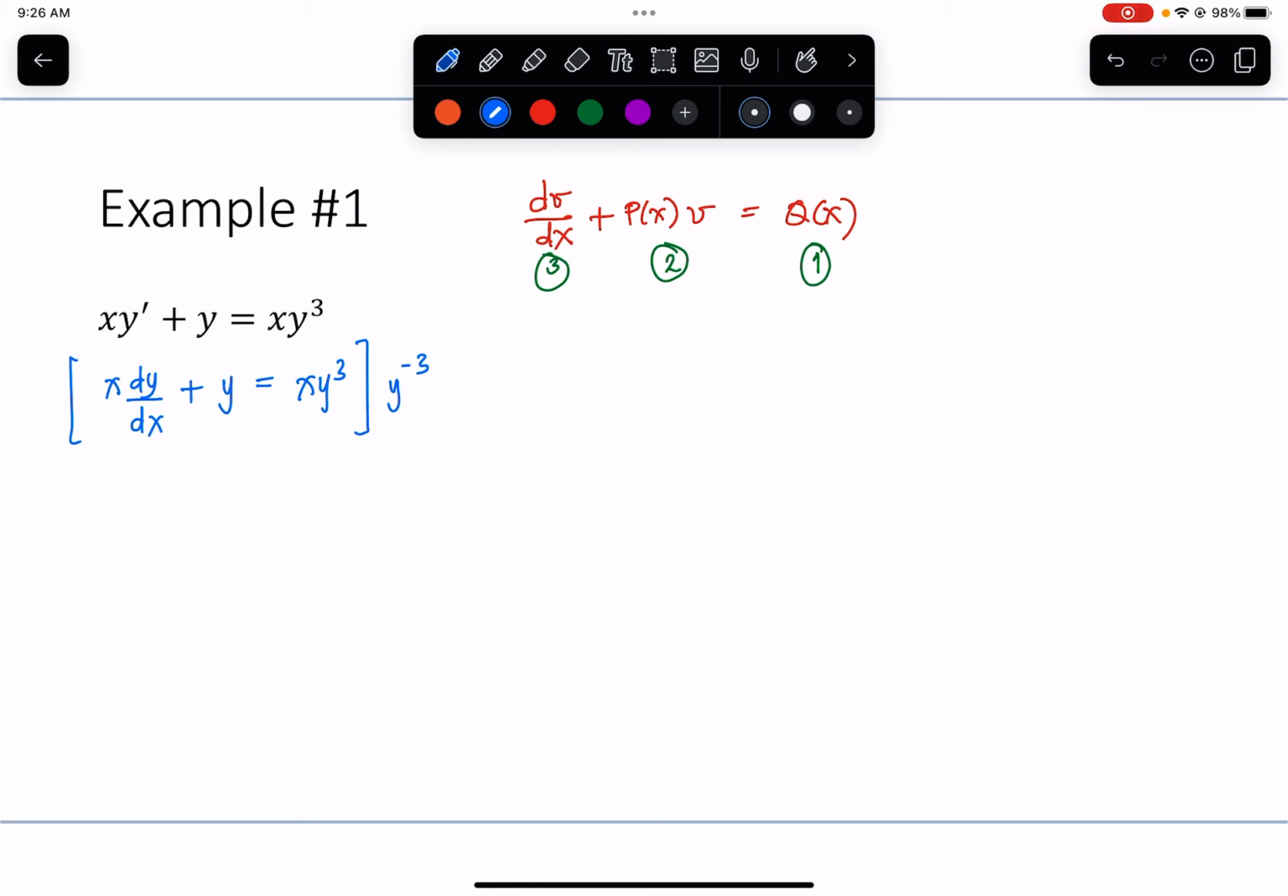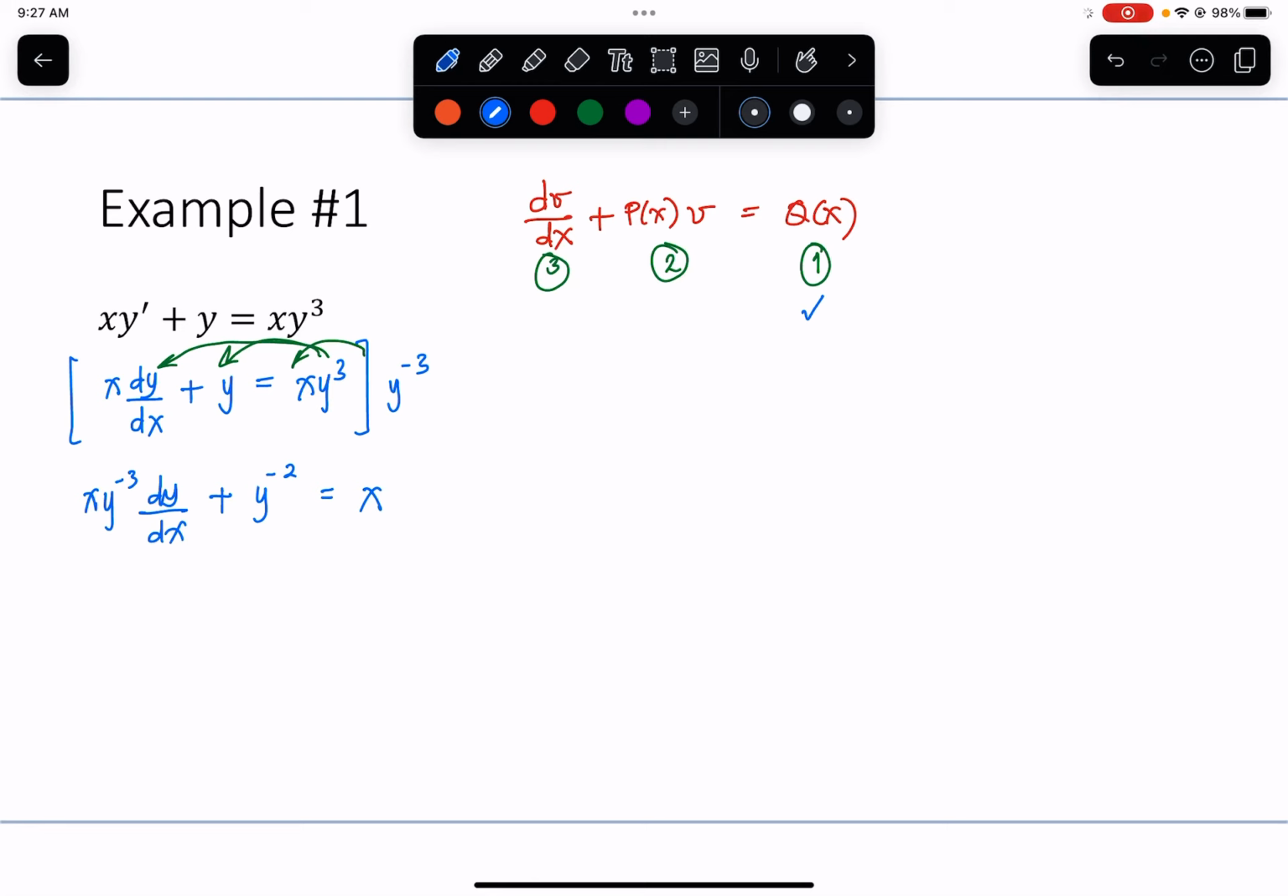And then we distribute it to all the terms. First, y raised to negative 3 times x dy over dx makes it x y raised to negative 3 dy over dx. Then we distribute it to y, so plus y raised to 1 times y raised to negative 3. We have the same base, so we add the exponents, that is 1 minus 3, which makes it y raised to negative 2. And lastly, xy cubed times y raised to negative 3: 3 minus 3 for the exponent is 0, leaving the right hand side of the equation a function of x alone. In this case, our q of x is simply x. So we are done now with our first step.